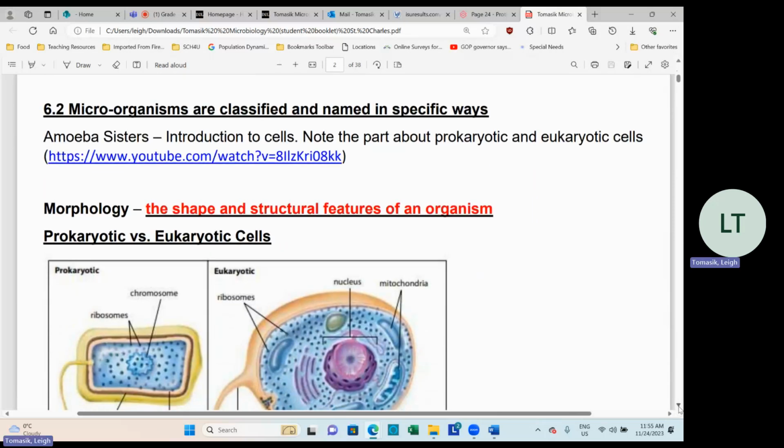So now we're going to talk about what makes bacteria different from other types of cells, because bacteria belong to a type of organisms called prokaryotes. So we have to learn about the difference between prokaryotic and eukaryotic cells.